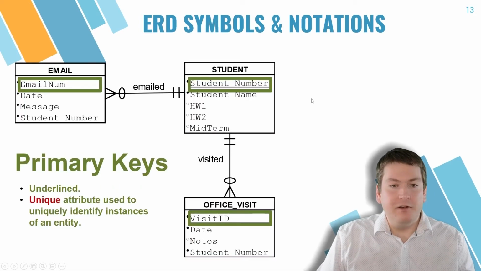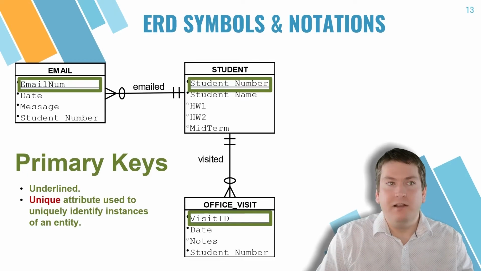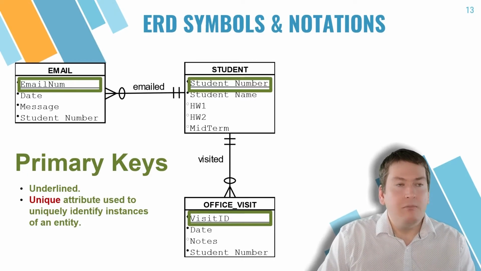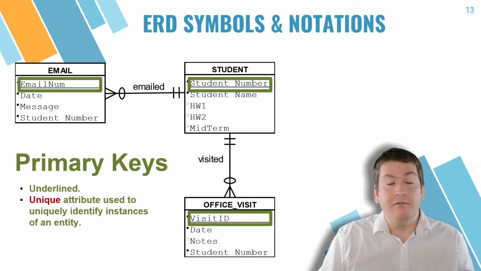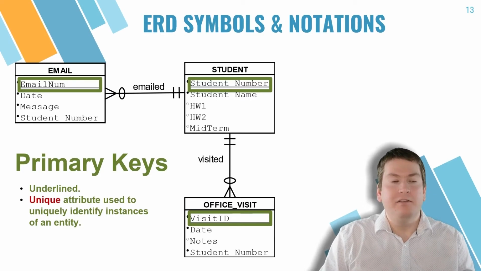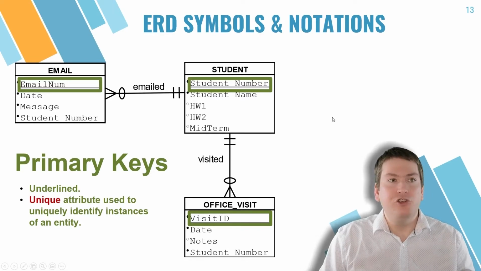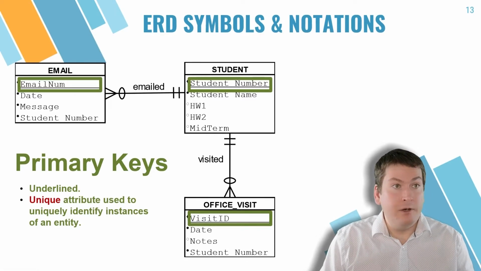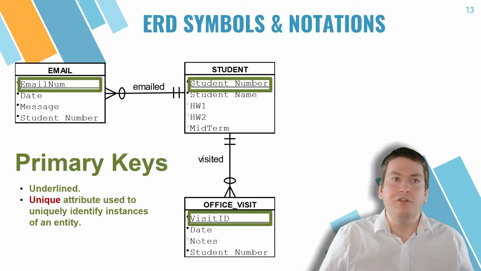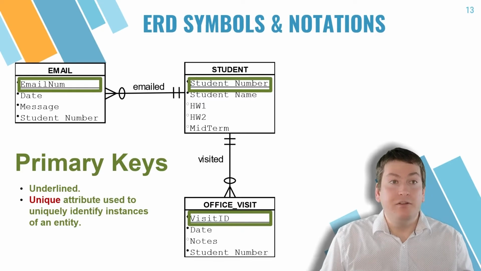So the next thing these denote are the primary keys. If you recall from the database lectures and your database readings, a primary key is an attribute or a field that uniquely identifies that entity, that instance of the entity. So for example, student number in the student table that we can see up here uniquely identifies each student. Each student has their own student number, and it's guaranteed to be unique. So if we were searching for a student, we could do that by student number, and we would be guaranteed to find the correct student.